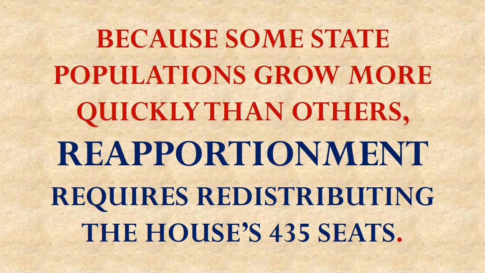Now, because some states' populations grow more quickly than others, this process of apportioning the seats among the states now requires that they be redistributed every 10 years with only 435 seats available. There's a consequence for this: when they're redistributed, because some states will be growing faster than others, some states are going to end up getting more seats and some less.